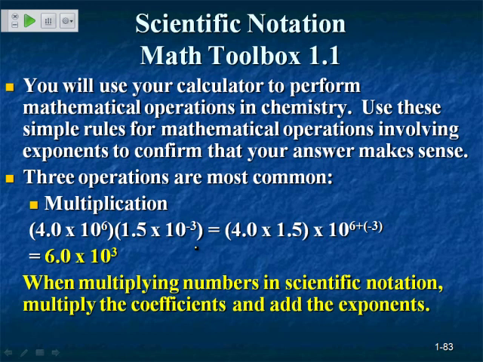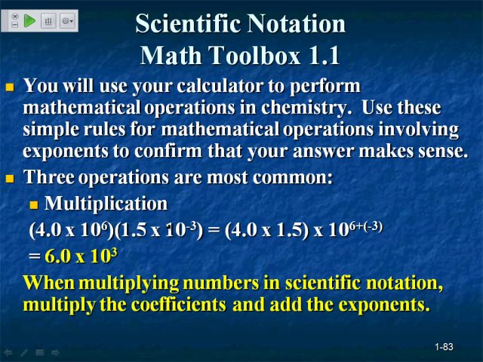Now in multiplication, what do you do? When you multiply two numbers in scientific notation, you just multiply the coefficients and add the exponents. So here are two numbers, 4 times 10 to the power 6. This 4 is called the number part, the coefficient. And this 10 to the power 6 is called the exponent part. So in scientific notation, a number has two parts, the number part and the exponent part. When you do multiplication, you multiply the numbers, that is 4 and 1.5. You multiply that, you will get 6.